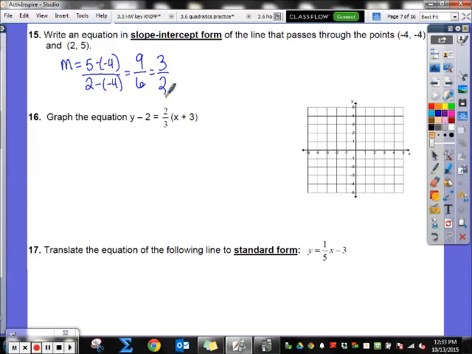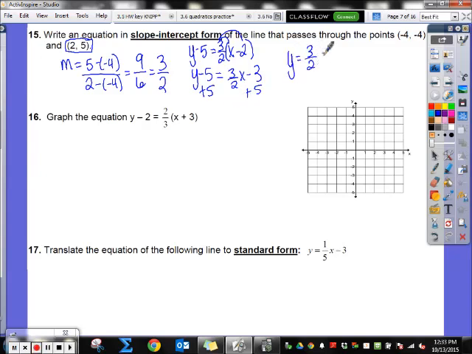Now we're going to plug into point slope form because that's what you have to work with. So I've got y minus 5 equals 3 over 2 times x minus 2. Going to distribute. y minus 5 equals 3/2 x minus 3. So finally, y equals 3/2 x plus 2.